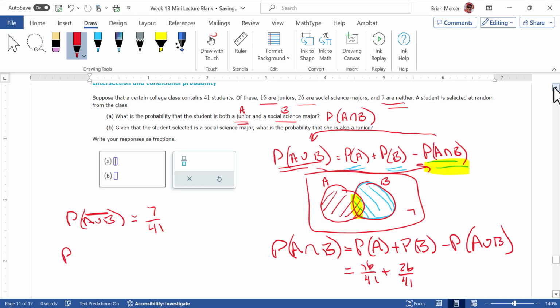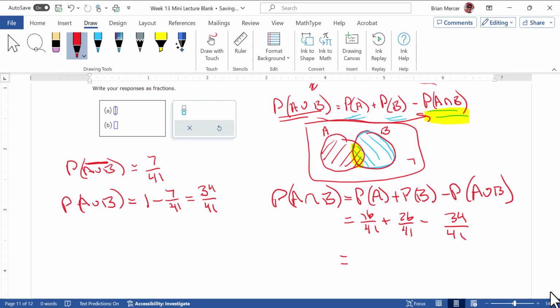So then that tells us the probability of A union B without the complement, in other words, by itself, is you just subtract that, as in 1 minus 7 over 41. And so that turns out to be 34 out of 41. So that's what we subtract here, minus 34 out of 41. And then do a little arithmetic there.